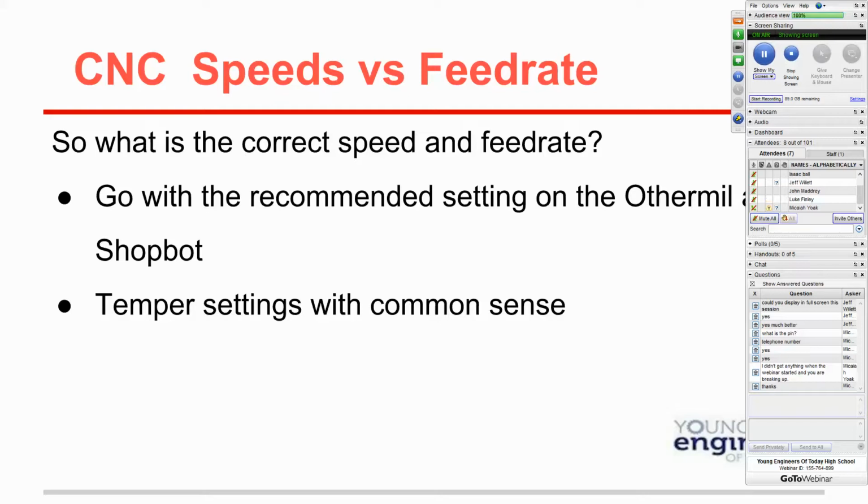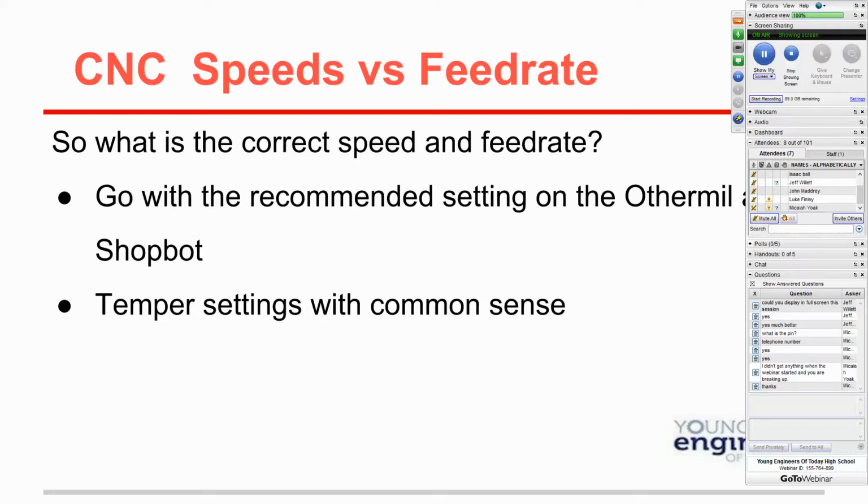Obviously, there's no shame if you're not sure in asking a question, like, hey, is this right? I just want to double check before I start drilling into this material. Because it's not always easy to tell what the exact speed or feed rate should be. Obviously, you shouldn't be using an absurdly high feed rate or a ridiculously low speed or something like that. That's what they mean by temper settings with common sense. But it's not necessarily going to steer you astray with the recommended setting on either the Other Mill or the ShopBot.